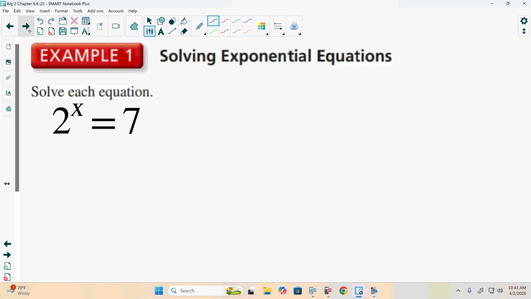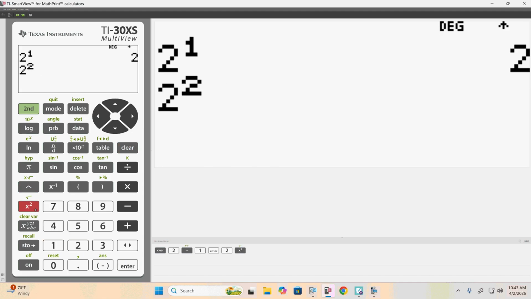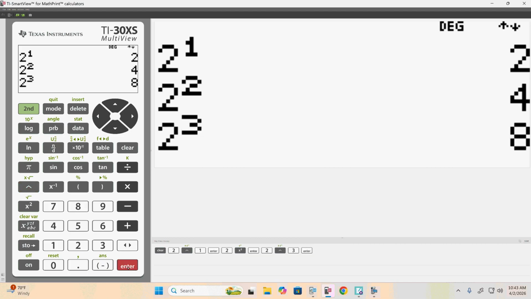But what we're wanting to do here is solve this exponential equation. We're trying to see what power, 2 to what power is 7. Now, if we wanted to, we can grab a calculator and try to figure this out. Because 2 to the first power is 2. 2 squared is 4. 2 cubed is 8. So if it had been 2 to the x equals 8, we could just say x is 3.